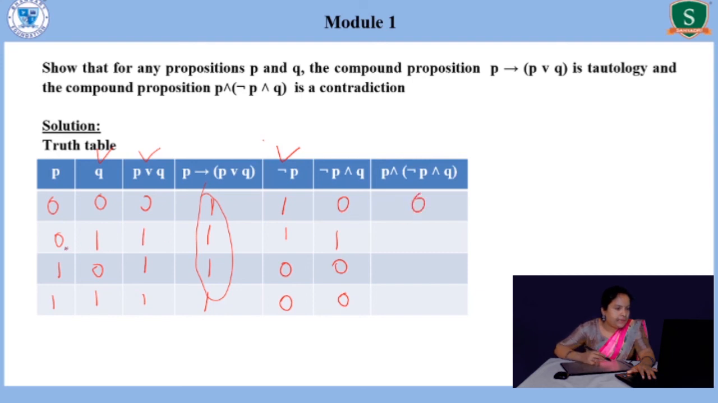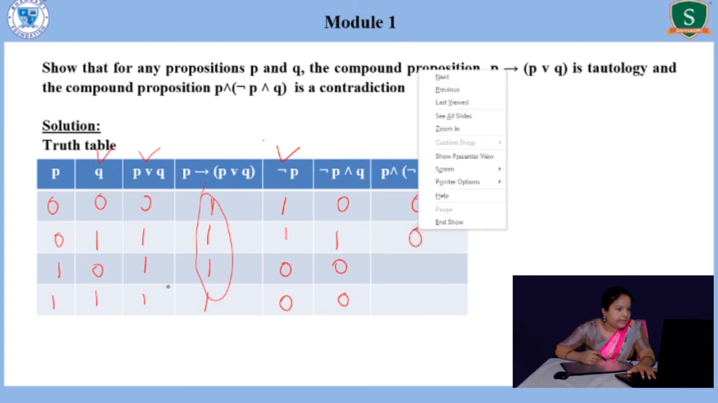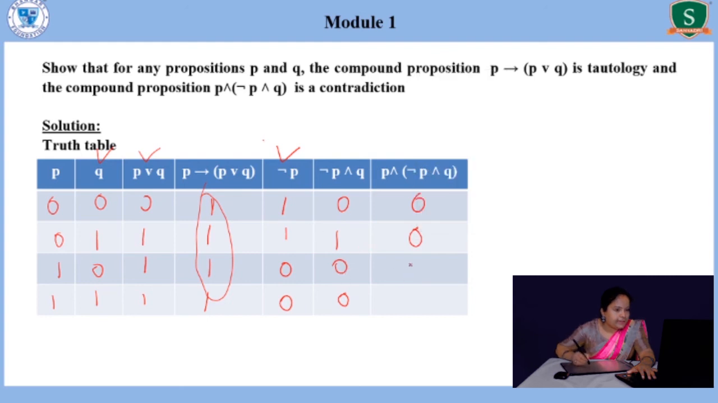If one of the inputs is 0, then it is 0. Okay, here P is 0, negation P and Q is 1, so it is 0. Okay, next. P is 1, negation P and Q is 0. So we can write it as 0. Next, when it is 1, 0, it is 0. So we got the truth values of P and negation P and Q as false for all the values. So it is a contradiction.